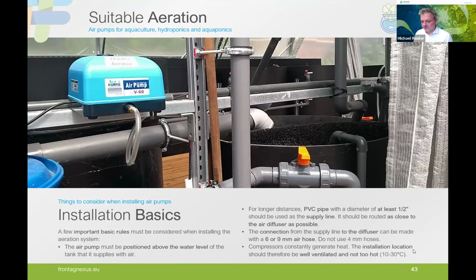And the compressor constantly generates heat while it compresses air. That's why it should be well aerated or ventilated and not get too hot. The best operating temperature for our pump would be between 10 and 30 degrees. It could be a little bit higher, but take care that it doesn't get too hot, because for a membrane pump, for example, this will quickly break the membrane and very much shorten the life cycle of your air pumps.